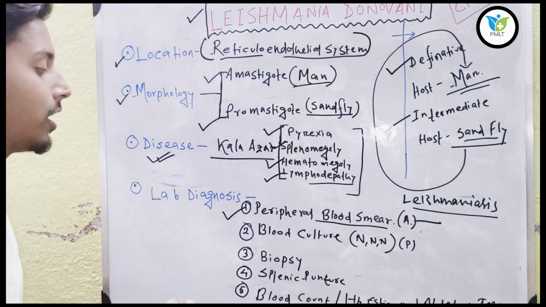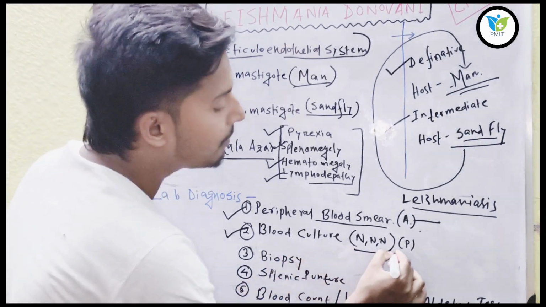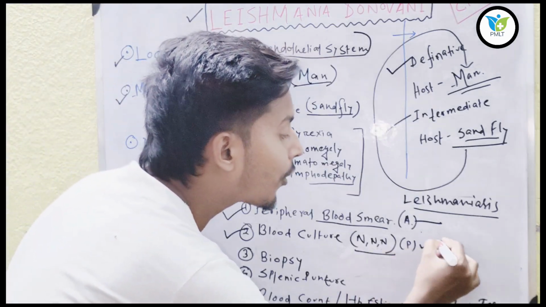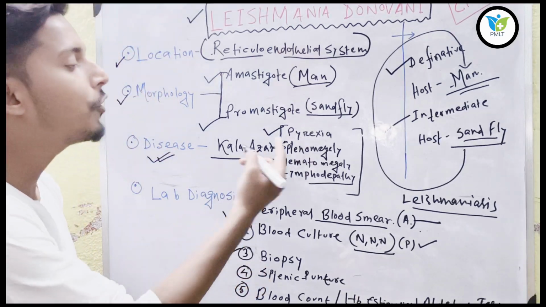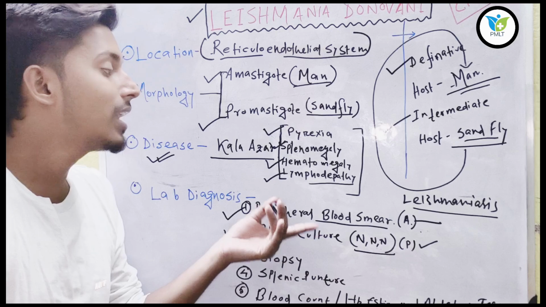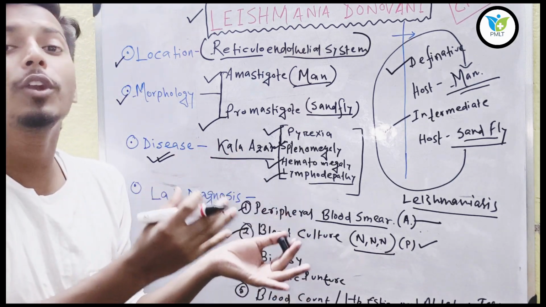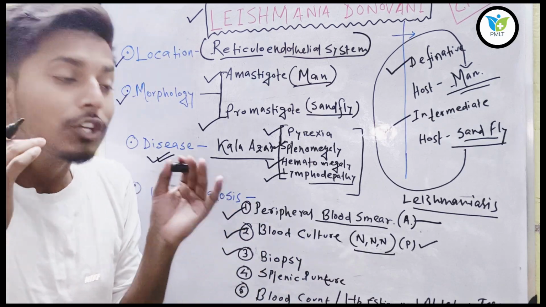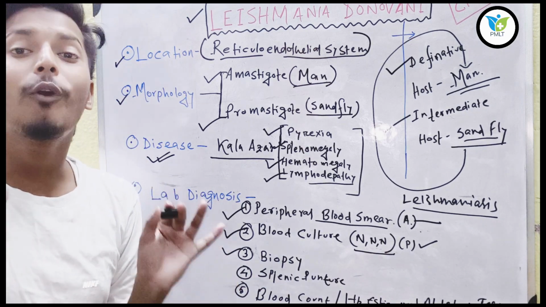Second, blood culture. We can do the blood culture. The media is NNN media. Whenever we do the blood culture, we might see the promastigote form. Understood? After that, biopsy: we might do a liver biopsy or spleen biopsy, because splenomegaly and hepatomegaly are occurring, and this infection attacks the liver and the spleen, so we can take tissue from these particular organs.